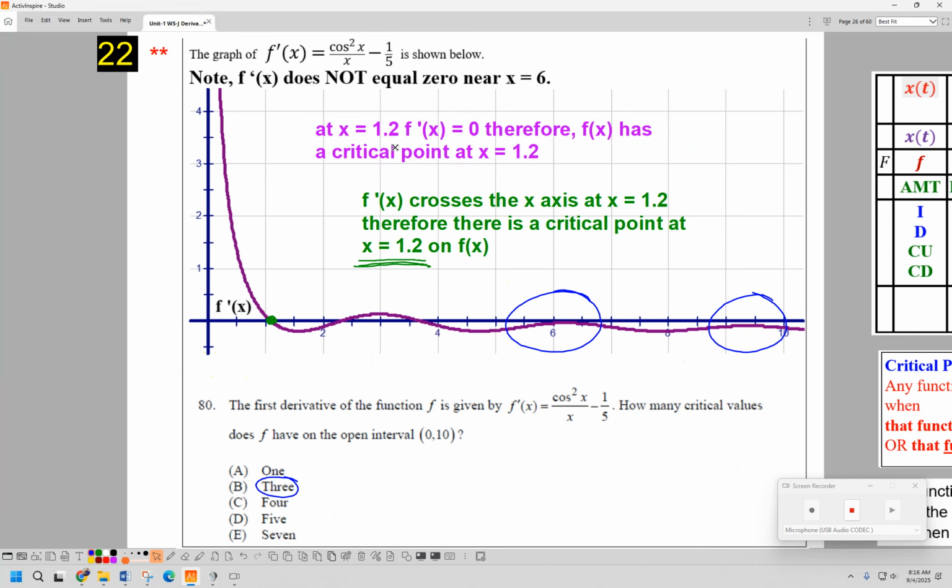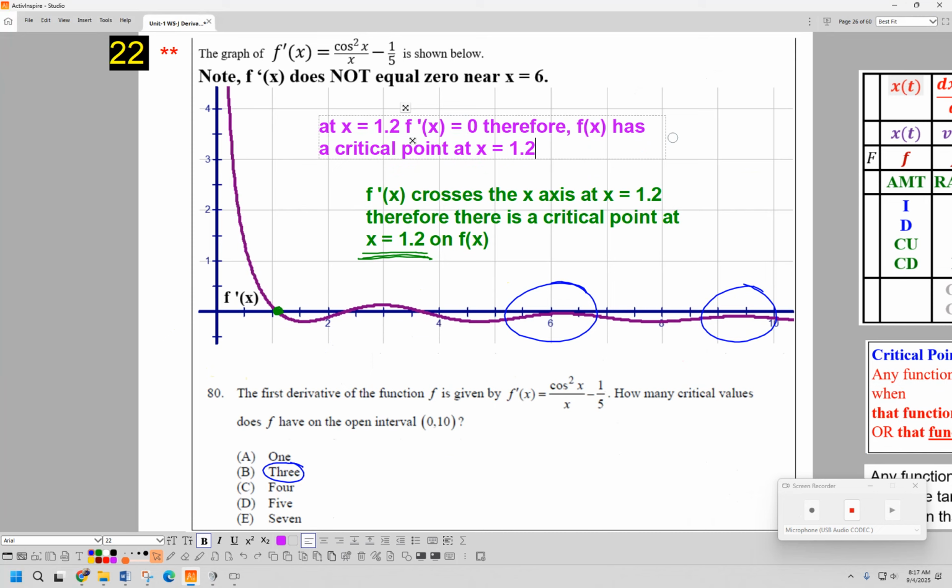For example, we could expand the purple now and say at x equal 1.2, also x equal 2.3, and x equal about 3.6, maybe. If I do something wrong, speak up. f prime is equal to 0. Therefore, f of x has critical points at those x coordinates. Now I want you to raise your hand and tell me, where does f prime have critical points?